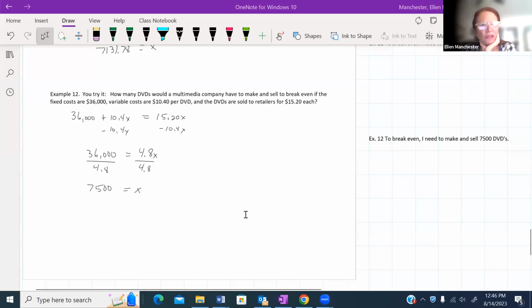7,500. Hopefully that's what you got. So again, here's the setup. Here's your fixed plus your variable has to equal the revenue. And you sold them for $15.20 each. So we subtract 10.4, we get 4.8x equals 36,000, divide both sides by 4.8, and you get 7,500. So to interpret, to break even, I need to make and sell 7,500 DVDs in order to break even.